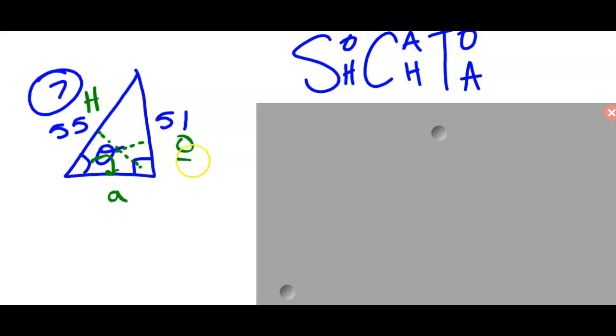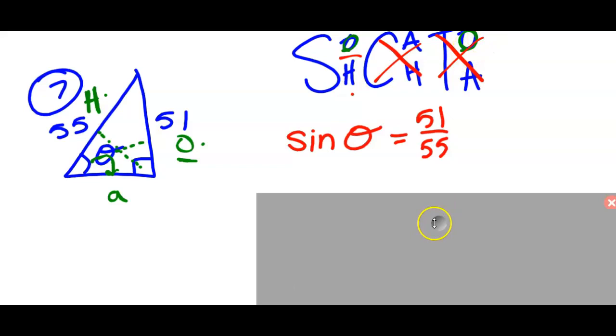So what am I dealing with? I'm dealing with my opposite, and I'm dealing with my hypotenuse. Which one is it? Well, since I'm dealing with opposite and a hypotenuse, it is not cosine, not tangent, it is sine. So what am I going to do? I'm going to write this as sine of theta. That's how I say that. I don't know what that is, but I'm going to figure it out.